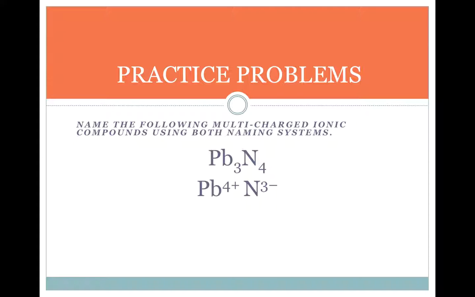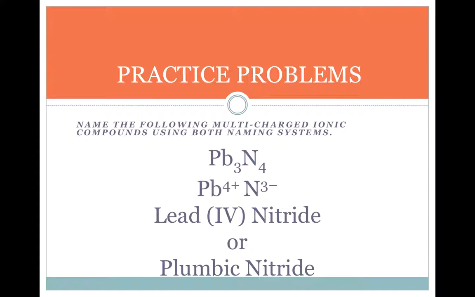Again, ask yourself the question, is that the correct charge for the anion? If it is the correct charge for the anion, then we don't have to multiply them by a factor of anything. So therefore, lead can be plus 2 or plus 4. In this case, lead is going to be 4. So the correct names would be lead 4 nitride or plumbic nitride.